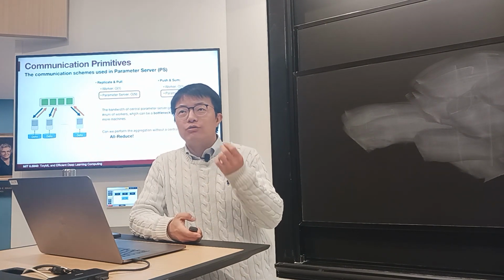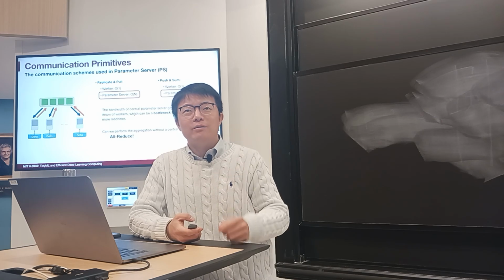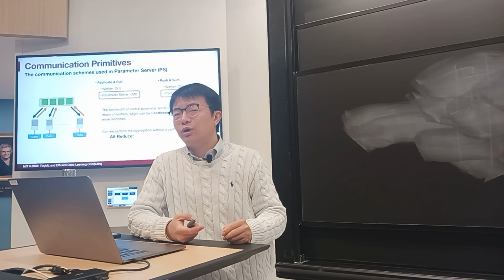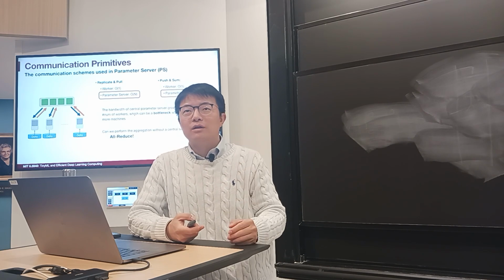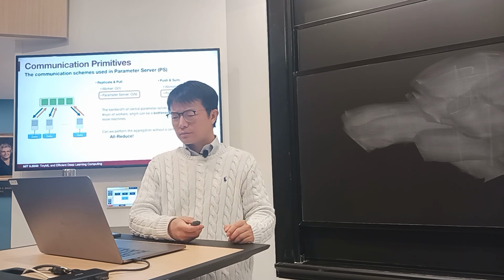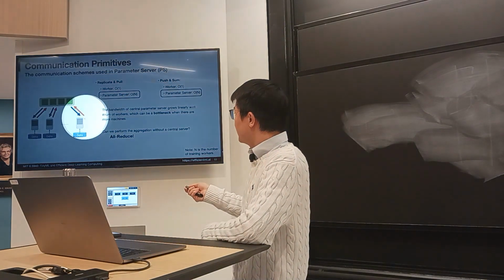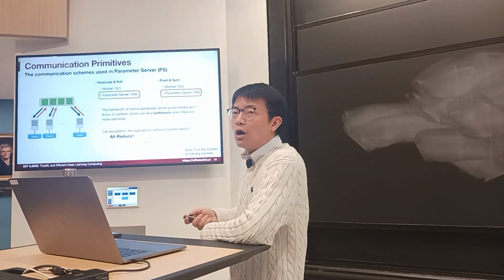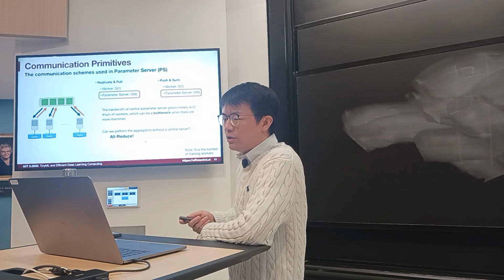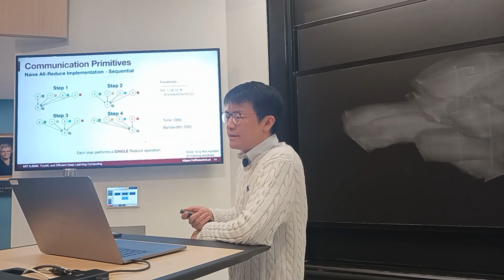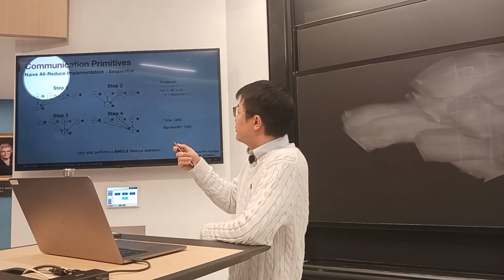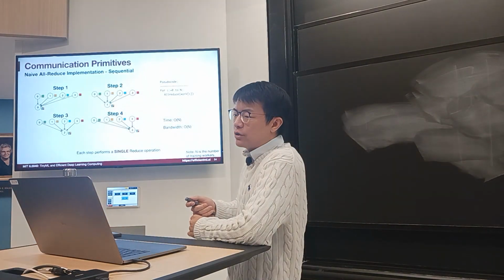So a natural thought is, can we make it more scalable by getting rid of this centralized parameter server and make everything decentralized without a parameter server? Of course, we can do that by using this all-reduce operation to get rid of the centralized parameter server. And how do we do that? Say we start with a naive all-reduce implementation using the sequential way.